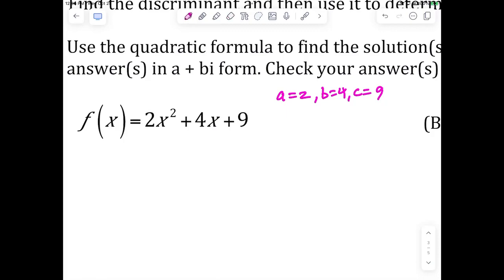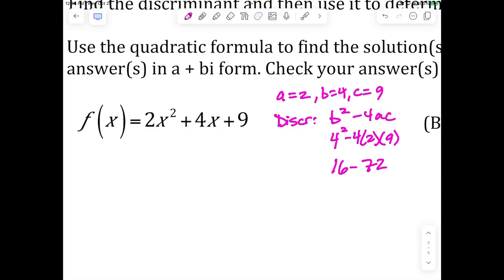Now the discriminant, let's look at that. The discriminant like that. It's b squared minus 4ac. So our b is 4, so we get 4 squared minus 4 times a, which is 2, times c is 9. That gives us 16 minus 72, which gives us negative 56. Okay, so that's a negative number.